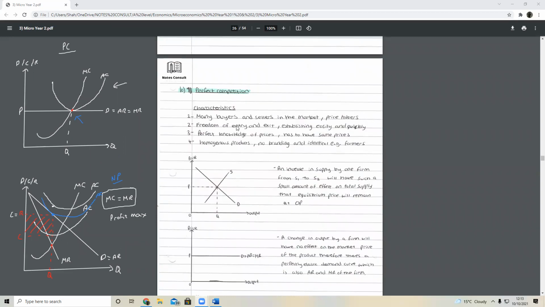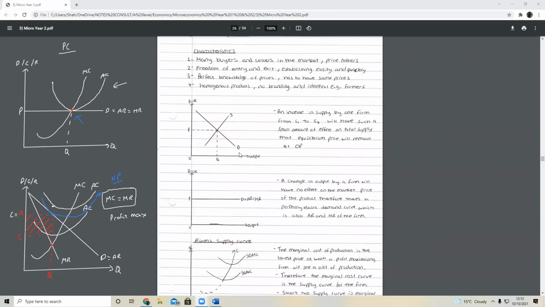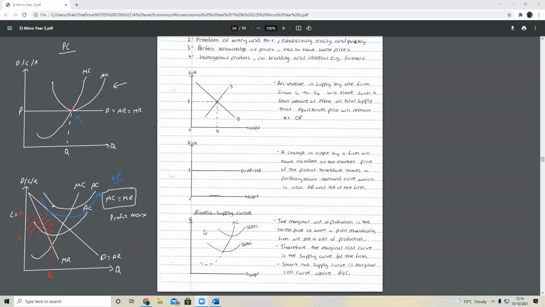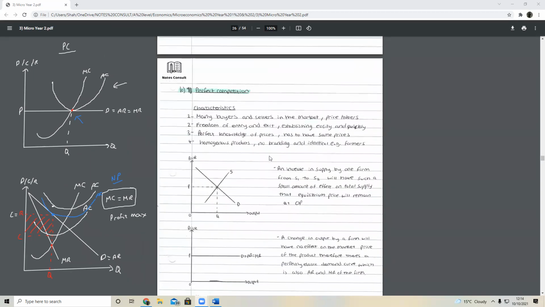So let's go with perfect competition now in more detail. Don't worry about these diagrams here. We already know this middle diagram here. So what are some of the characteristics again? Let's quickly go over them. There are many buyers and sellers in the market. Any firm in a perfect competition market structure is a price taker, meaning they can only charge one price. So that's what we see here. There's only one fixed price, and it's a horizontal line.